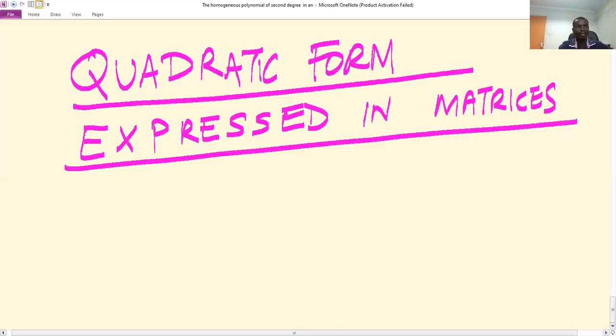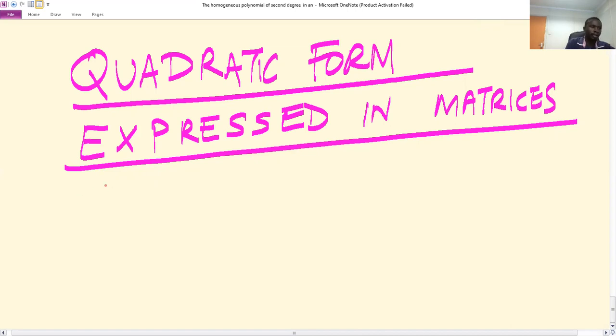Welcome back to this class. In the last session, we introduced the concept of quadratic forms. So we gave the general way of writing quadratic form in 2 variables, 3 variables, and 4 variables. In this session, we are going to see the connection between a quadratic form and matrix equation.